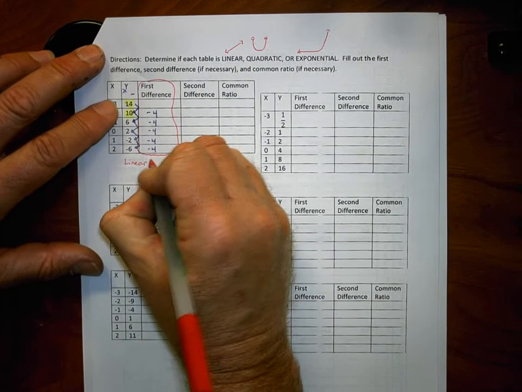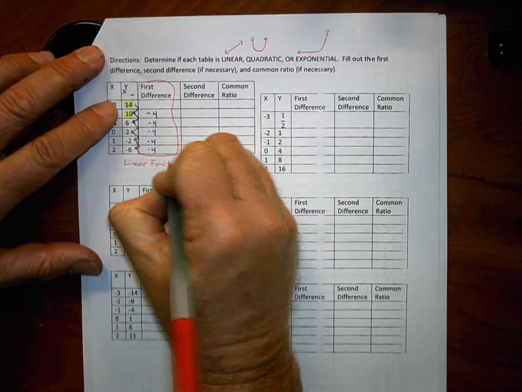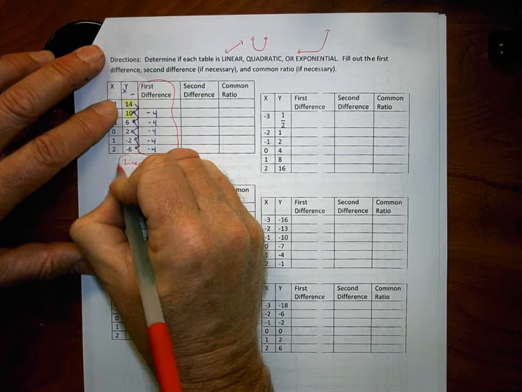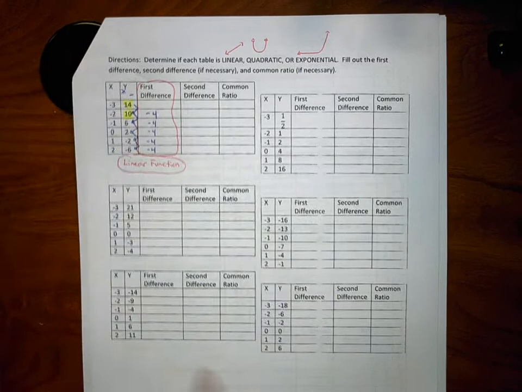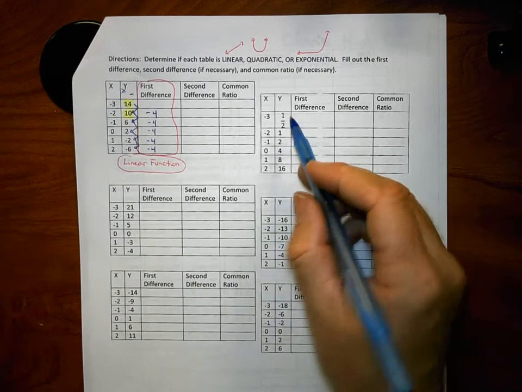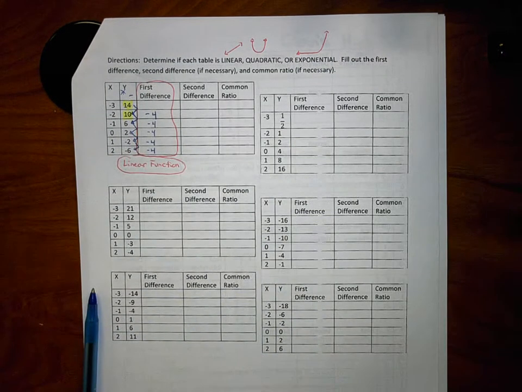So this first table right here is a linear function, okay? And we're going to go through it and look at each table and see what happens here. All right, so now we go to the second table. So I've got my table right here.